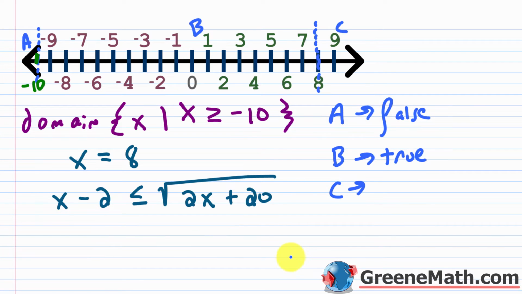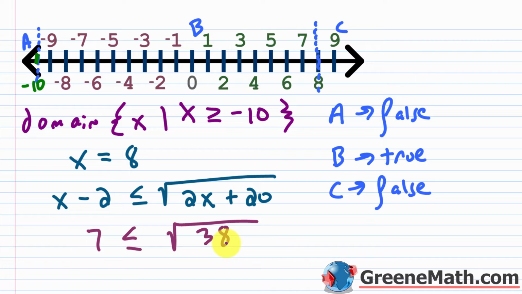Now in region C, you could just pick something like 9, and you're going to see that this doesn't work. I'm just going to write false for right now, save a little time. But let's just plug this in and see what we get just to prove it to you. So 9 minus 2 would be 7. And this would be less than or equal to 2 times 9 is 18, and then 18 plus 20 is going to be 38. So this would be the square root of 38 here. Now again, without pulling out a calculator, you can tell that this side right here is not going to be greater than this side right here, and they're certainly not going to be equal.